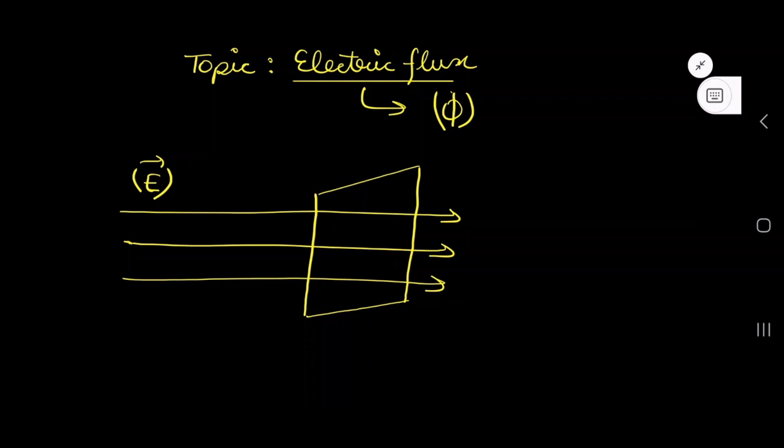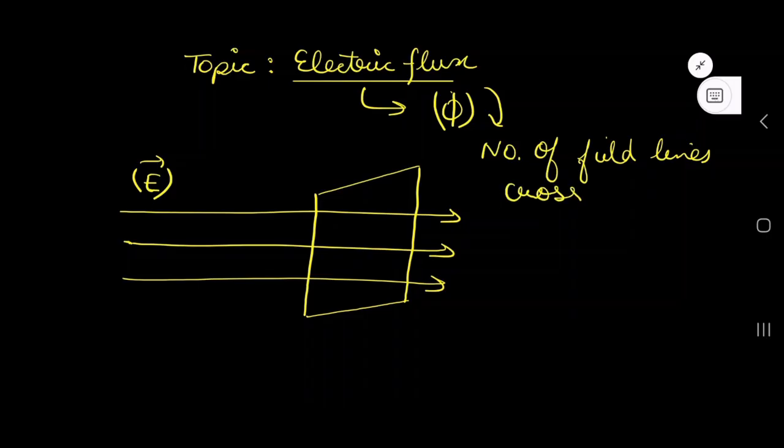So what will be the electric flux? It will be the number of field lines crossing the surface area. Okay, so it is a measure of the number of field lines. Of course, if I change the orientation of the surface, the number of field lines will change, and we'll see in a while how they are changing.